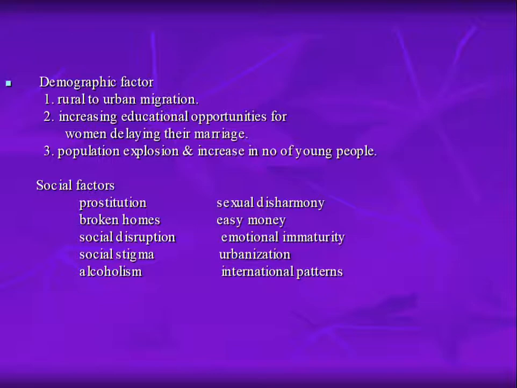These are the social factors. Prostitution: mainly the easy way of earning money. The male partner we can call a prostituent, and the female partner is the prostitute. If the prostitute is not available, there may not be any prostitution. So we have to control prostitution to prevent sexually transmitted diseases, and thereby we can prevent broken homes.